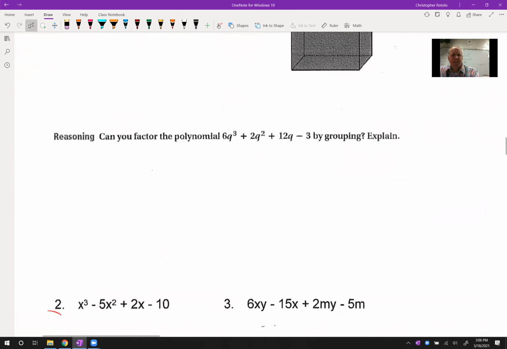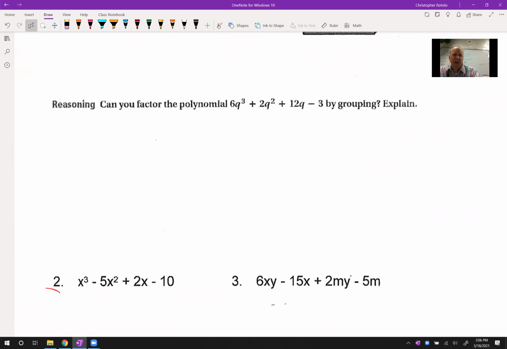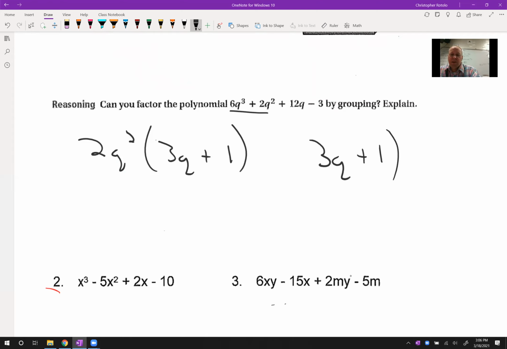Okay, so let's see if you really have it down. Can I factor this one by grouping? So let's take a look. 6 and 2 are both divisible by 2, and I get q squared. So I'm going to get 3q plus 1, because 2q squared divided by 2q squared is 1. All right, so I need that again. So 12 divided by 3 would be 4, right? But the GCF of 12 and 3 can only be 3, so this would have to be a 4.